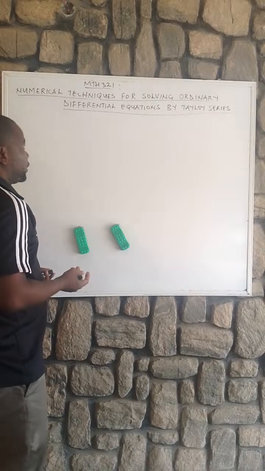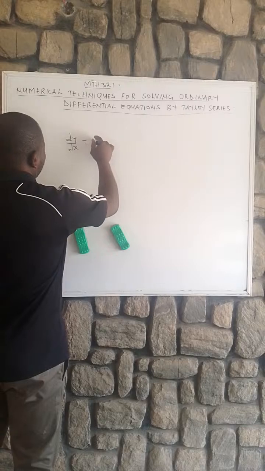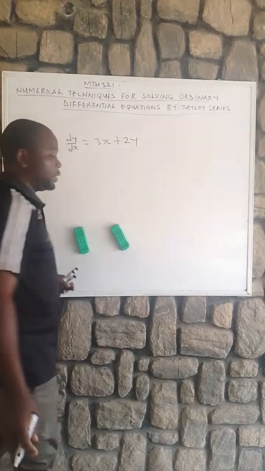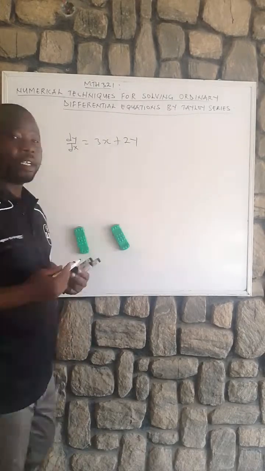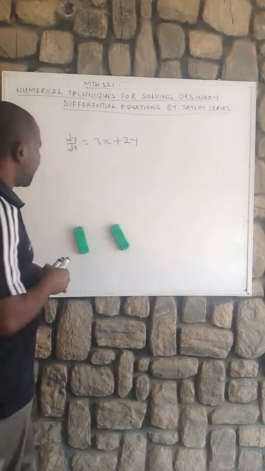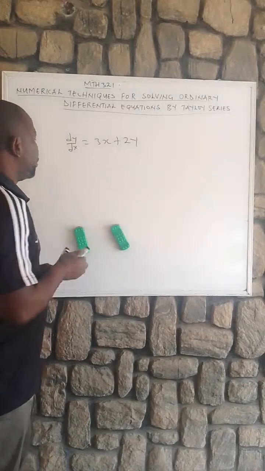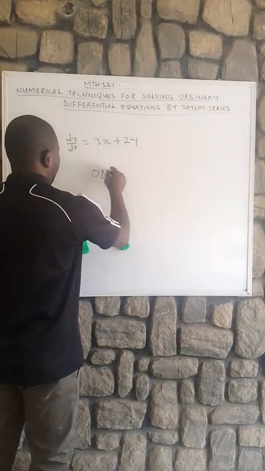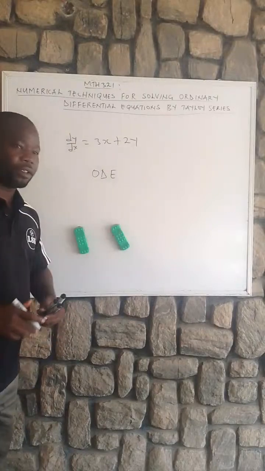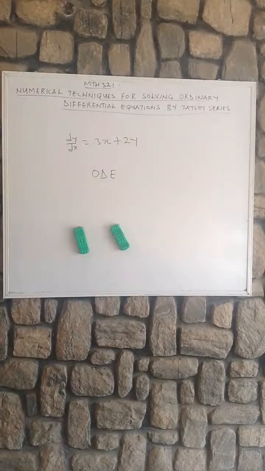You know very well that if we have dy over dx is equal to 3x plus, this is a first order differential equation. True or false? It's true, right? Hope you are following. This is a first order ODE, first order ordinary differential equation. Are you following? Do you understand?